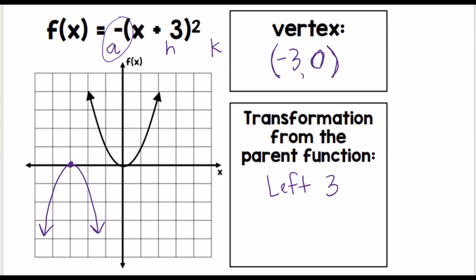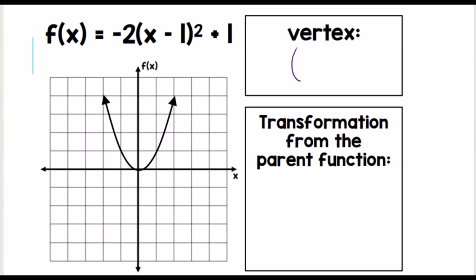So then we can say it went left 3 units, and then you could say flip down or reflected over the x-axis. Either one. So if you just want to write flip down, then that's fine. Alrighty. Questions on that one? Okay, so what about this next one?